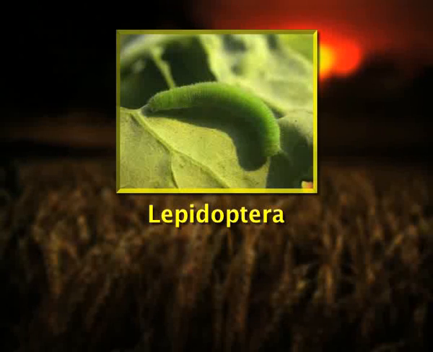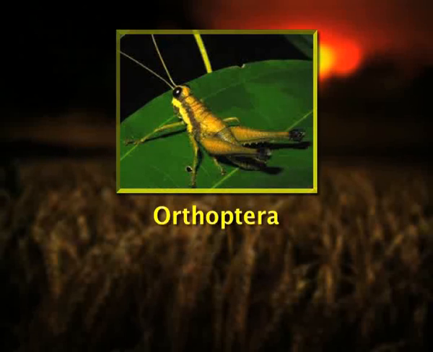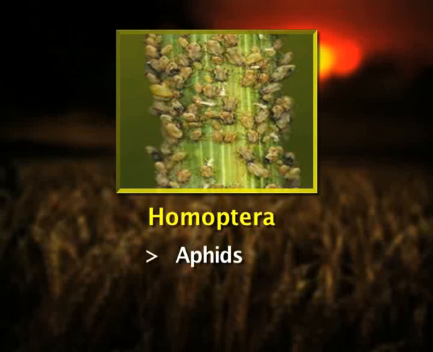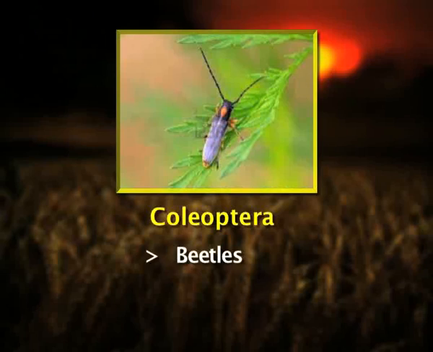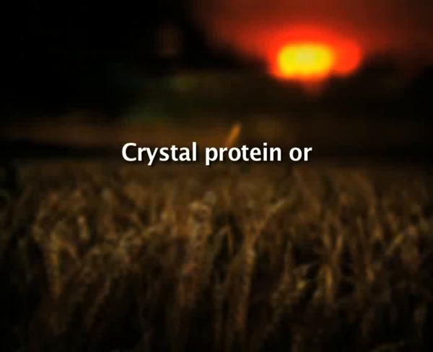Major classes of insects that cause damage belong to Lepidoptera, which includes butterflies and moths, Diptera, which includes flies and mosquitoes, Orthoptera, which includes grasshoppers and crickets, Homoptera, which includes aphids, and Coleoptera, which includes beetles. Most widely used insect-resistant genes are the Bt genes, isolated from different strains of gram-positive soil bacterium Bacillus thuringiensis. The Bt genes produce an endotoxin called crystal protein or Cry protein.